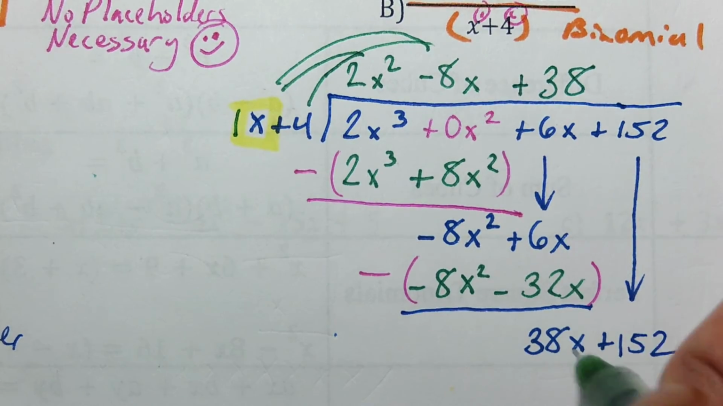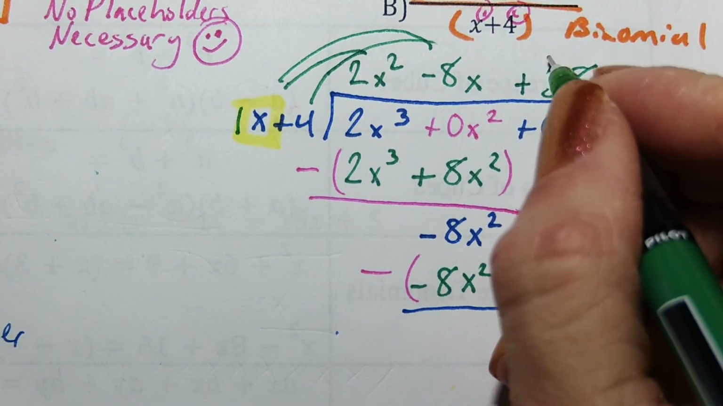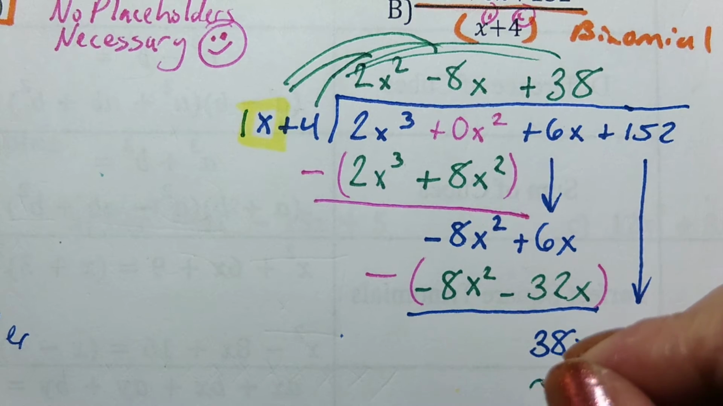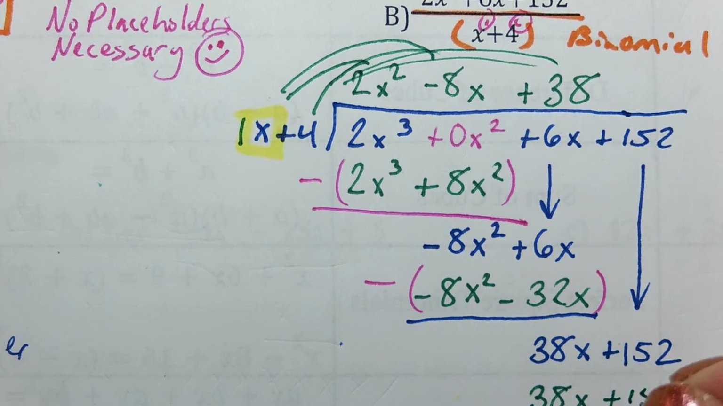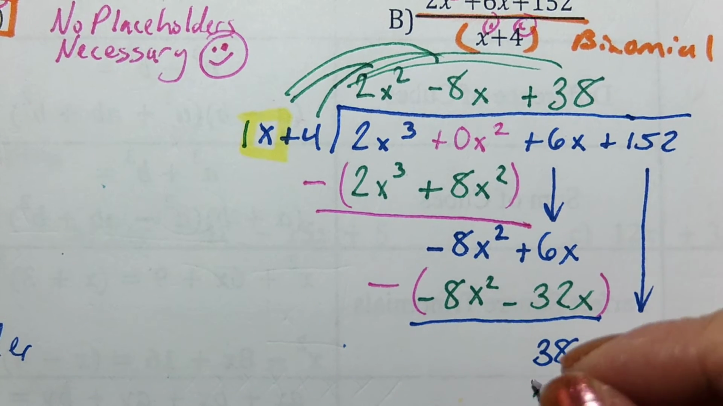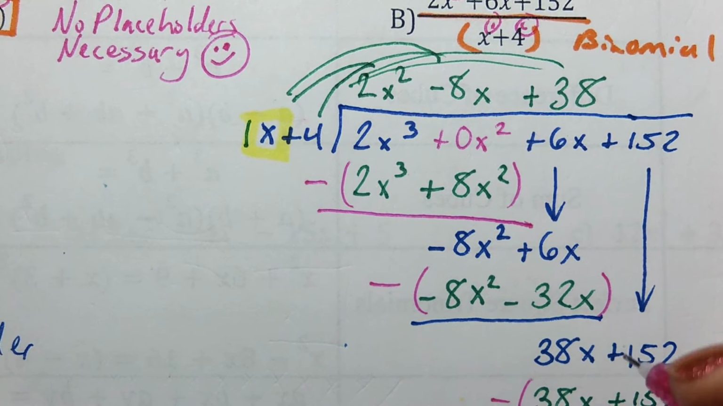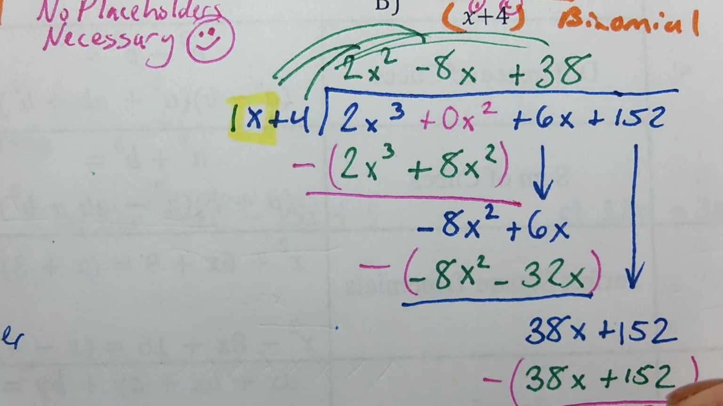So x times what gives me 38x? 38 times the leader term, 38x, times the tag-along term, plus 152. Enclose in parentheses, and subtract. And our remainder is 0.